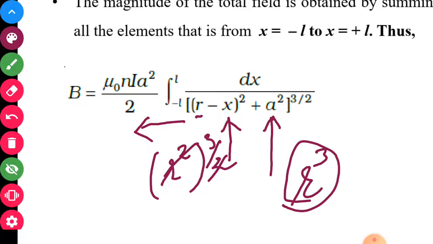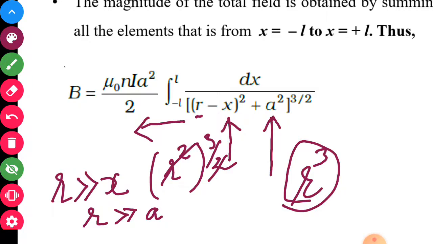So now in the next step, after applying this condition that r is very much greater than x, as well as r is very much greater than a. Rather, x we don't consider, r is very much greater than L. Then this x can be neglected because x is also a very small distance from the center.